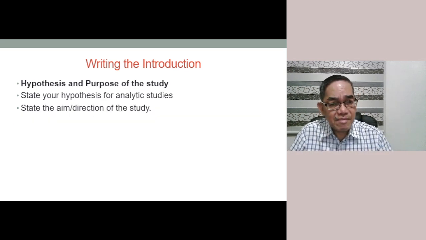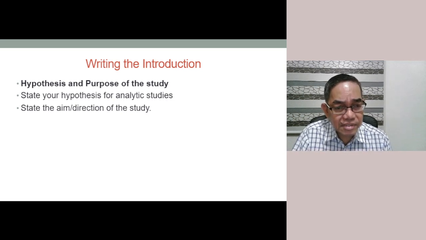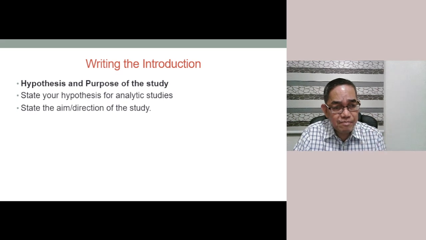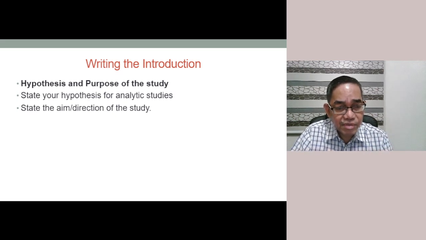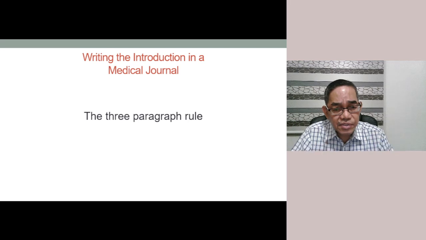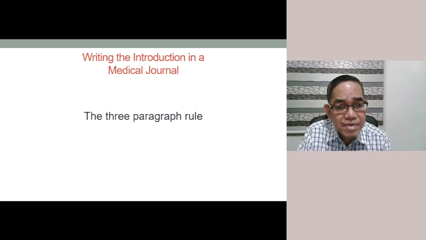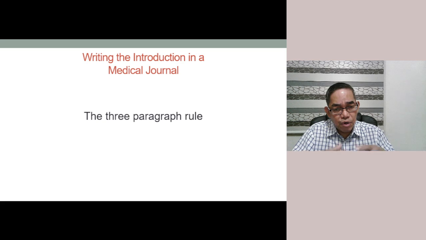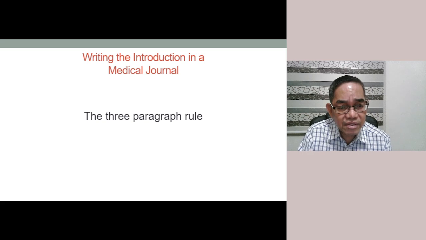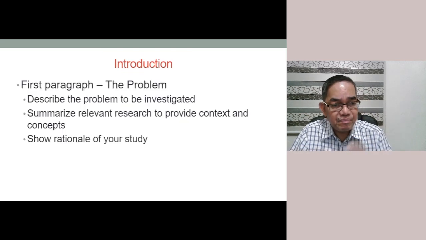Okay, and lastly, the fifth part is your hypothesis and the purpose of the study. You state your hypothesis, if it's an analytic study, and then the aim or the direction or the objective of the study. Okay, so these are the 5 parts of the introduction. And these 5 parts of the introduction can actually be written using the 3-paragraph rule. So when you write your introduction, you might want to write it using the 3-paragraph rule.